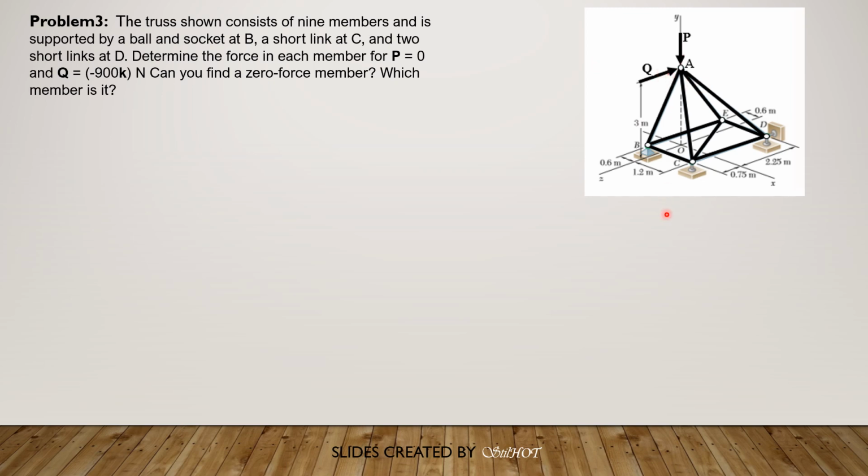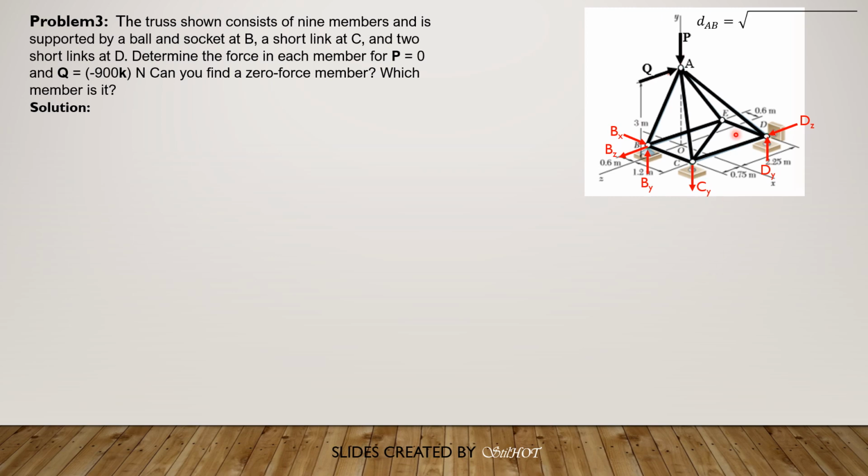So let's now assign the reaction components. So we have for B, there are 3 reaction components, Bx, By, and Bz. So these are the assumed direction for the reaction components at B. At D, that's only one, 2 rather, we have Dy and Dz. And at C, there's only one because there's only one short link. So I assume it is downward.